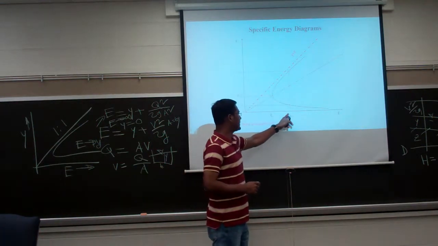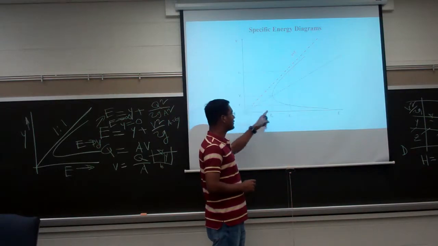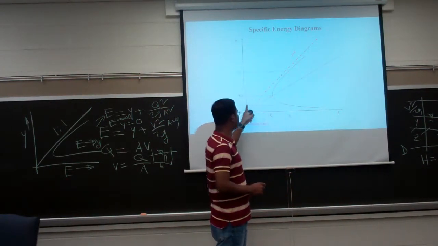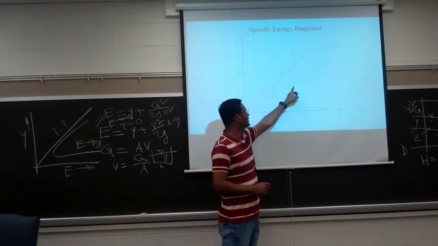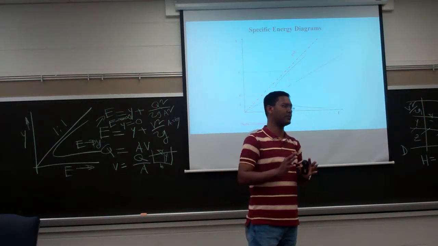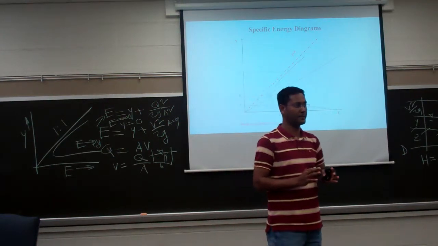But what will happen after that? See, for critical flow, we have only one depth. For other cases, we have two depths here for the same specific energy, right? I have two depths for the same specific energy, and these depths are called alternate depths, right?